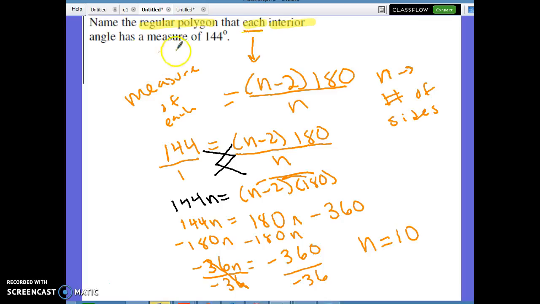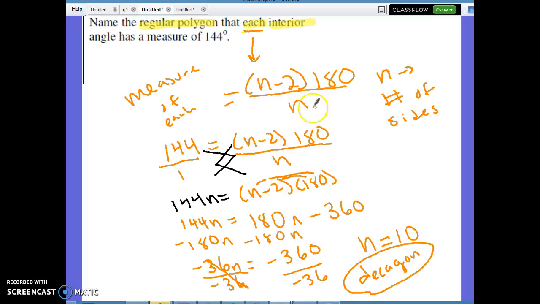Now, notice it did not say find the number of sides of the polygon. It said name the regular polygon. So we need to go back and look on our notes and figure out which polygon has 10 sides. If we do that, we know that that is a decagon. So our answer is not n equals 10, it is a decagon.